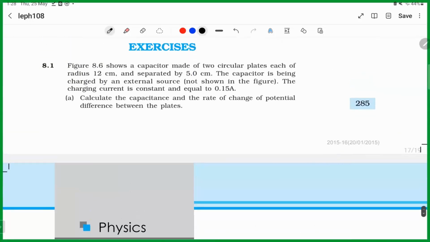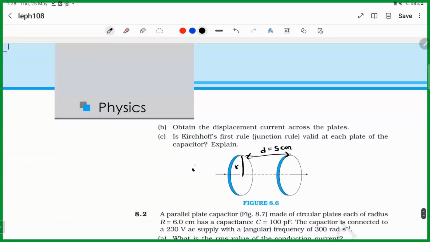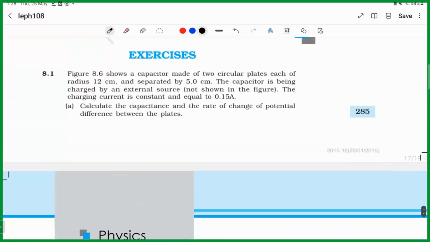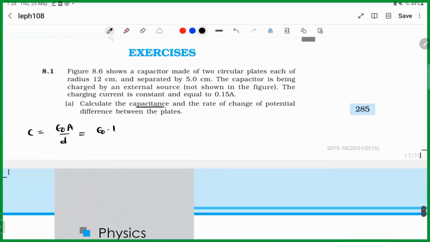Now the capacitor is being charged by an external source, and the charging current is a constant 0.15 amperes. First, calculate the capacitance and rate of change of potential difference. Capacitance is simple. We know that the formula for capacitance is epsilon naught A by D. So in this case, A is pi R squared, by D. We know D. So this is an easily calculable constant, right?